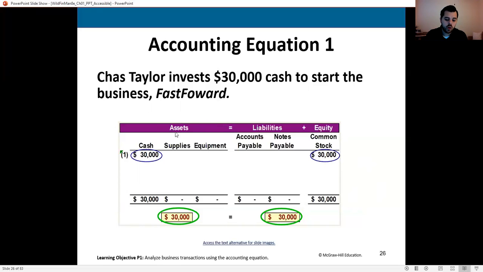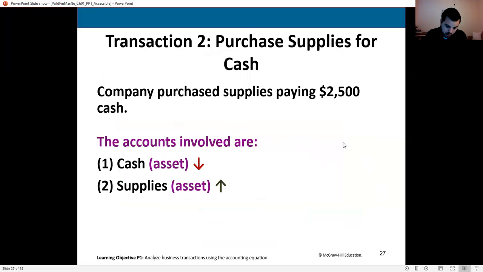So essentially what we own is equal to how we paid for it. And so that's what we see here. Now, second piece, company purchased supplies paying $2,500 in cash. You'll notice we paid cash. Cash left the business, so cash went down. We have one asset decreasing, but supplies is going up.